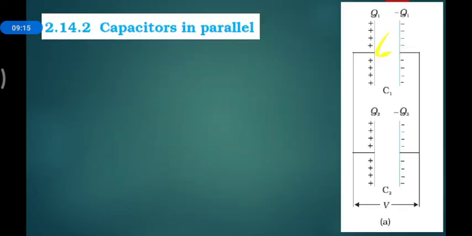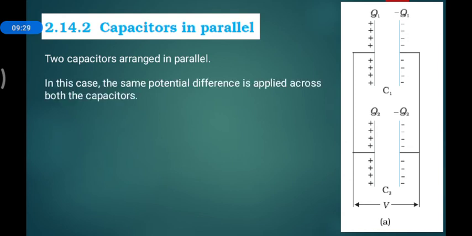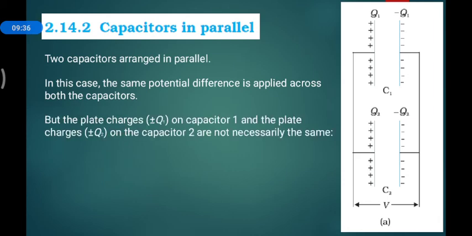This is capacitor number 1, this is capacitor number 2. Both are joined in a parallel combination, because you can see I am making one common terminal, and there I am putting V, the battery voltage. There are two capacitors in parallel. Here we are applying the same potential, both are under the same potential. This is a clue point for you.